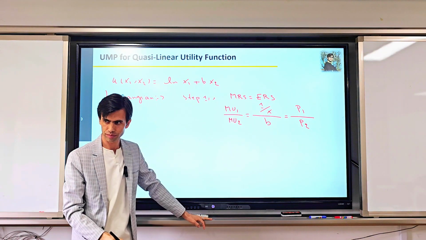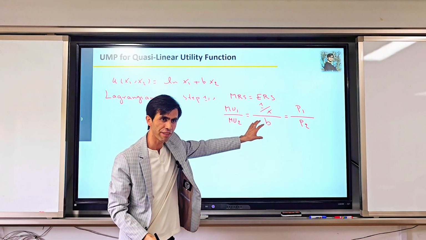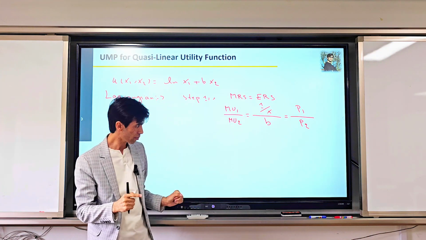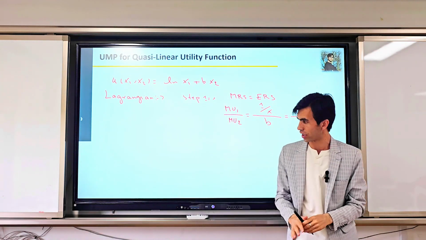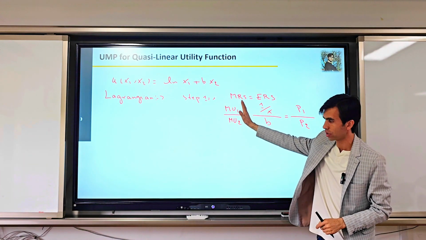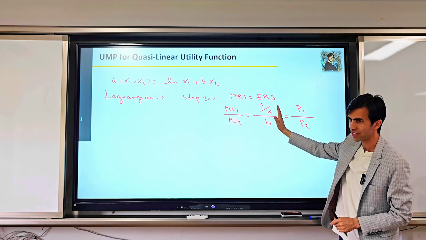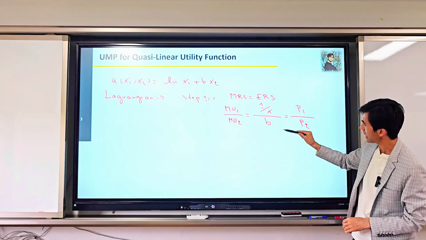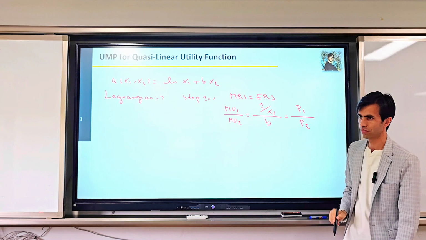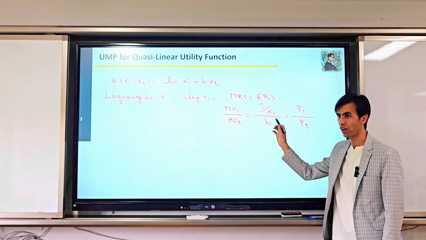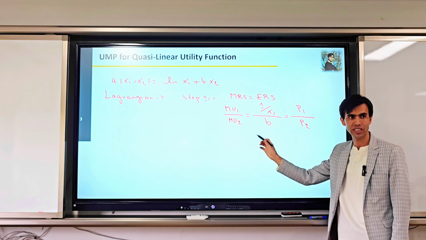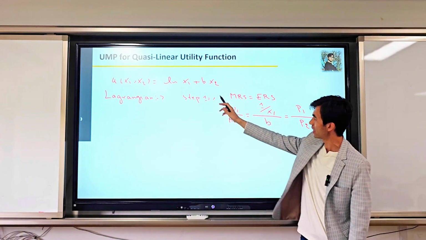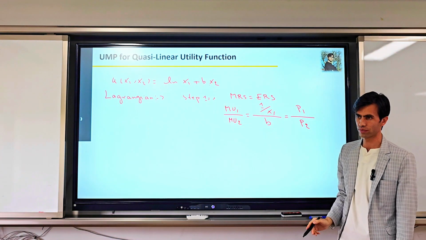But here we have one difference from what we had in the CES and Cobb-Douglas utility functions. In those, when we set up the optimality condition, we had both x1 and x2. But here we only have x1. So there is no x2 to express x1 in terms of x2 or x2 in terms of x1. We only have one variable, x1, or if the nonlinear good were x2, we would have only x2.